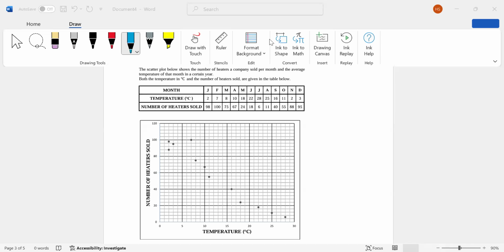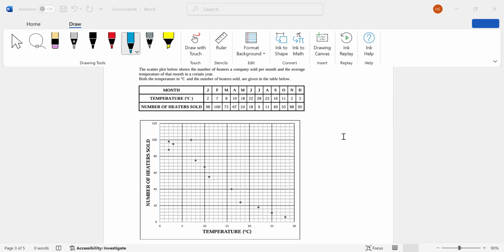Okay, so then more 2.1. Now, the scatter plot below shows the number of heaters. Let's read the statement first. They said the scatter plot shows the number of heaters a company sold a month and the average temperature of the month in a certain year. Both the temperature in degrees Celsius and the number of heaters sold are given in the table. So we are given a table, and we are also given a scatter plot.